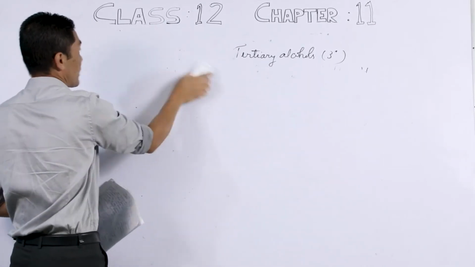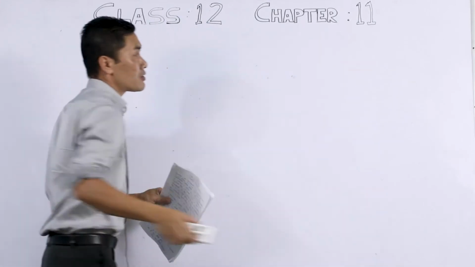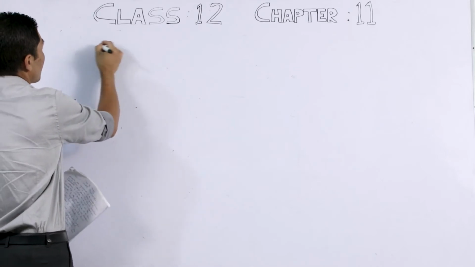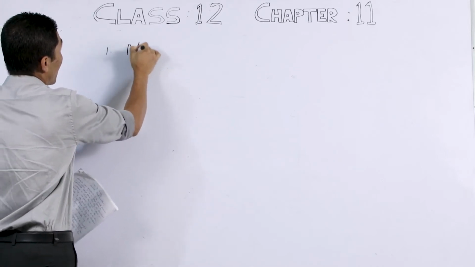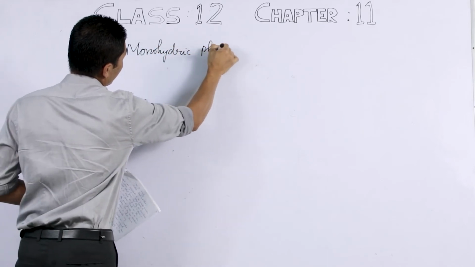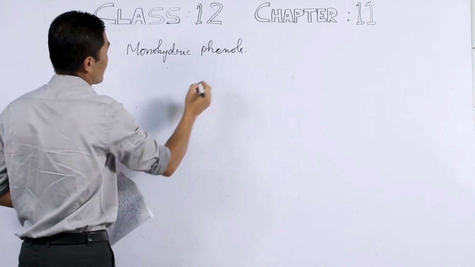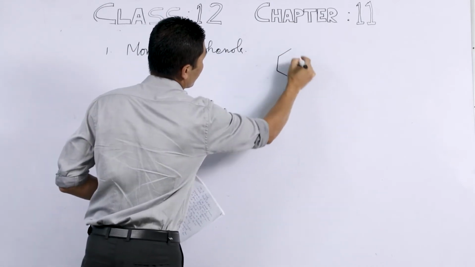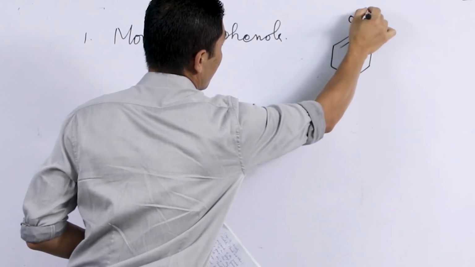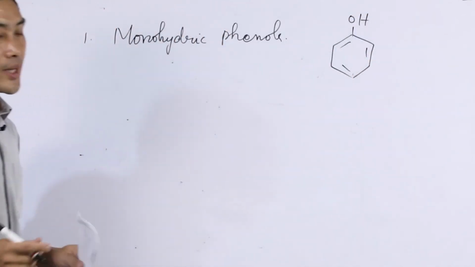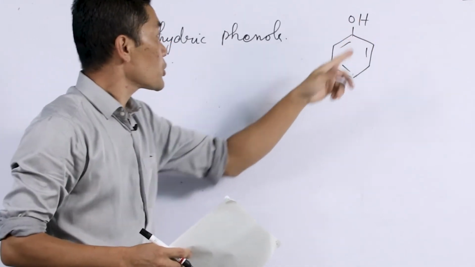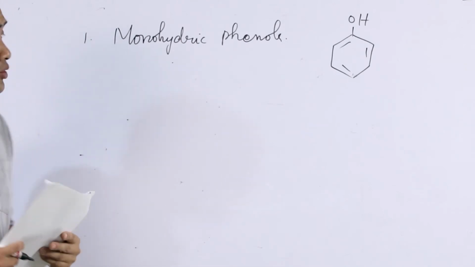Phenols also can be classified into different types based on the number of OH groups present. So we have monohydric phenols. The simplest phenol is this, C6H5OH, represented by this structure. This has only one OH group, so this will be a monohydric phenol.